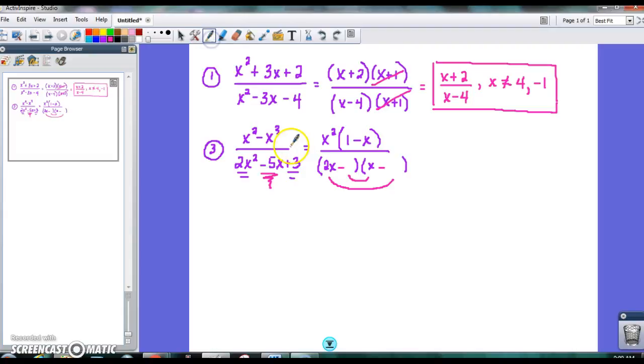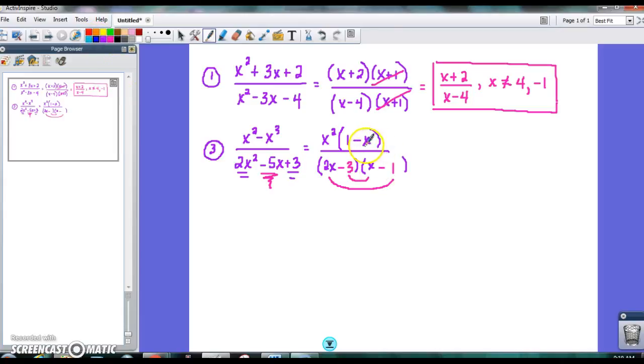This is what I mean by trial and error, folks. Try some different things and see what gets you what you need. If I multiply my outside terms now, I have negative 2x. Multiply my inside terms, I have negative 3x. When I add those together, that gives me that negative 5x. So I'm good. Okay, so I factored that.